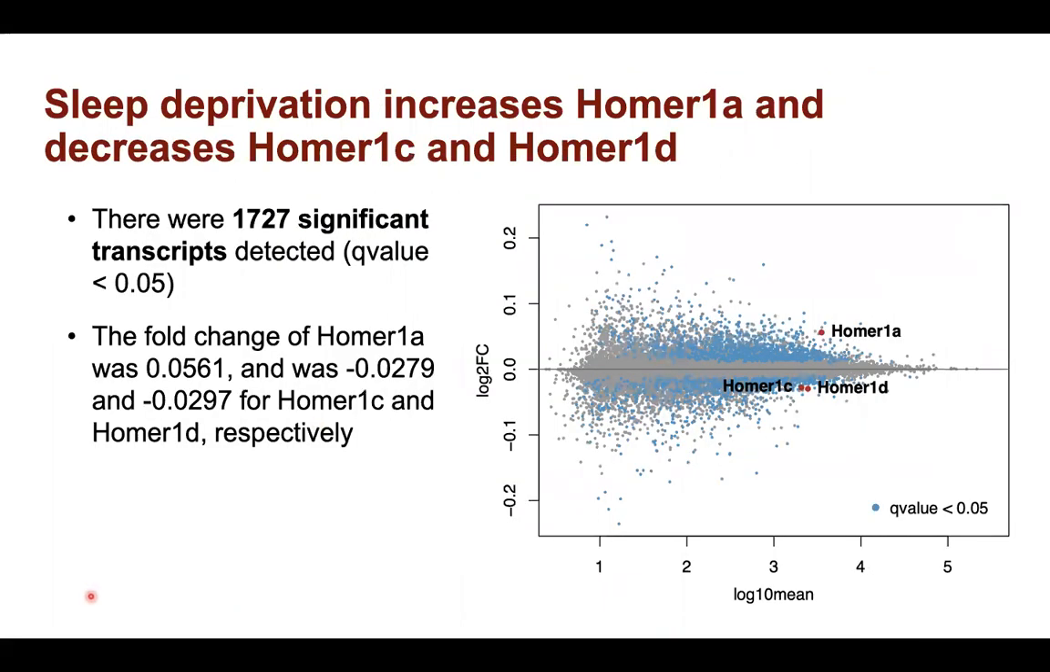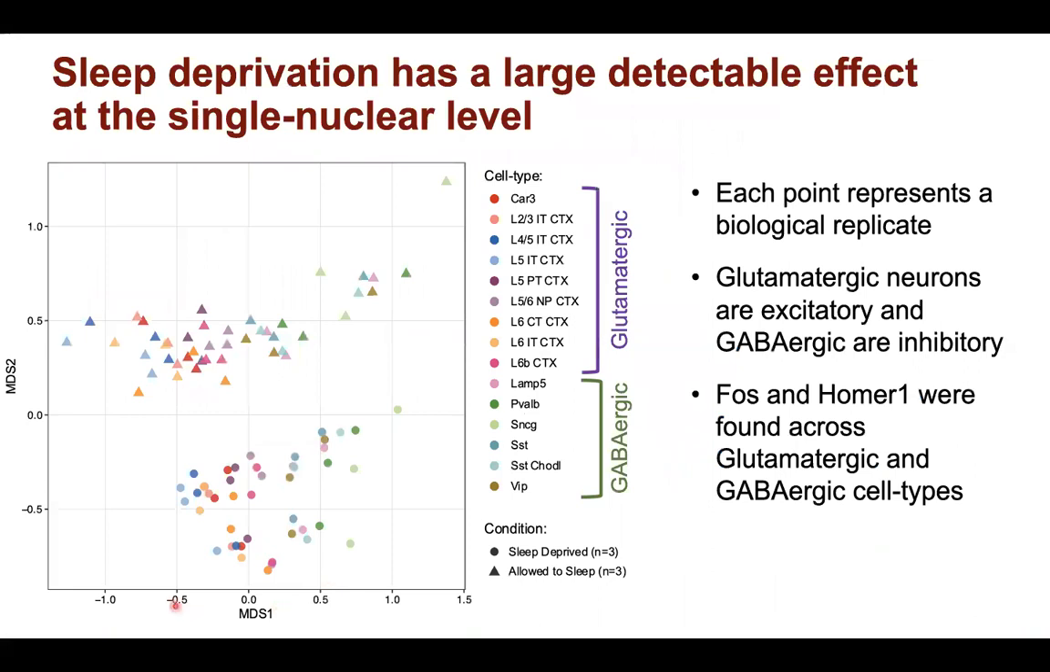Moving on to our differential transcript usage data, we found that the proportion of Homer1A increased while Homer1C and Homer1D decreased. We found over 1,700 significant transcripts with a Q-value less than 0.05. And you can see here on our MA plot, Homer1A has a positive fold change, while Homer1C and Homer1D have a negative fold change.